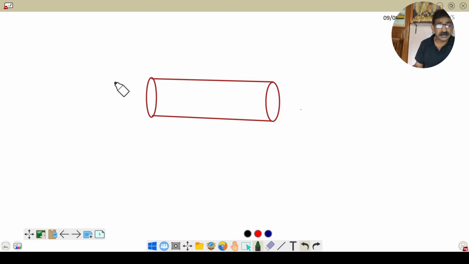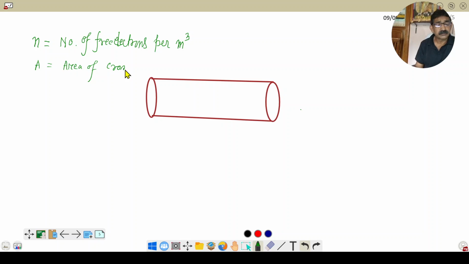Now we shall define some quantities. n is equal to number of free electrons per meter cube. A is equal to area of cross section of the conductor.